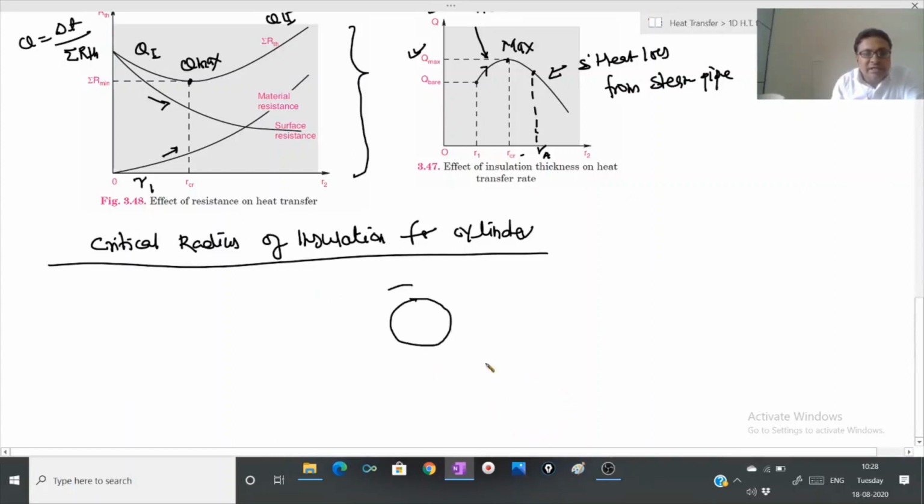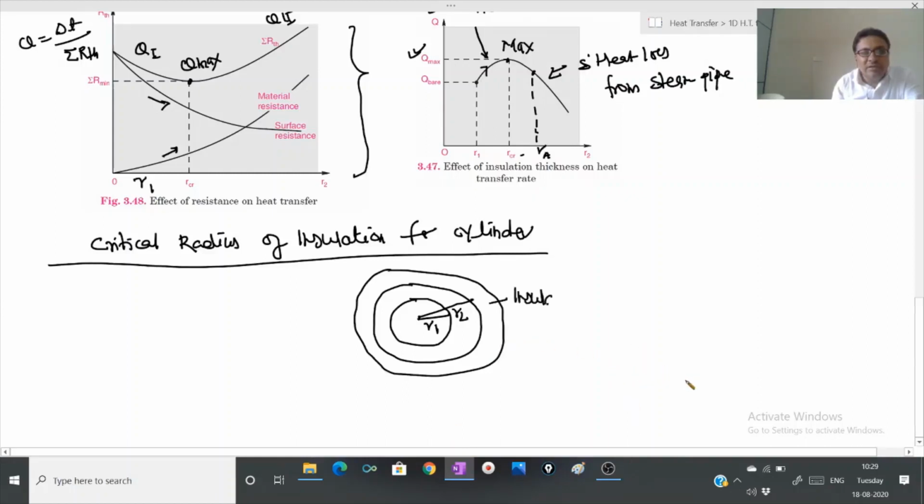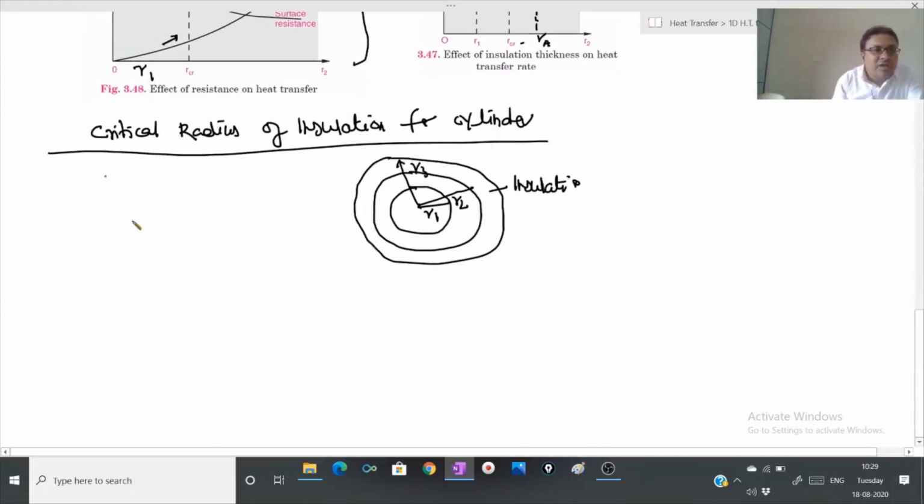So let us say there is a cylindrical surface of inner radius R1, outer radius R2. It is provided with a layer of insulation and this is R3. Now my aim is to calculate when R3 will be R critical. For what value of R3 it will become R critical.